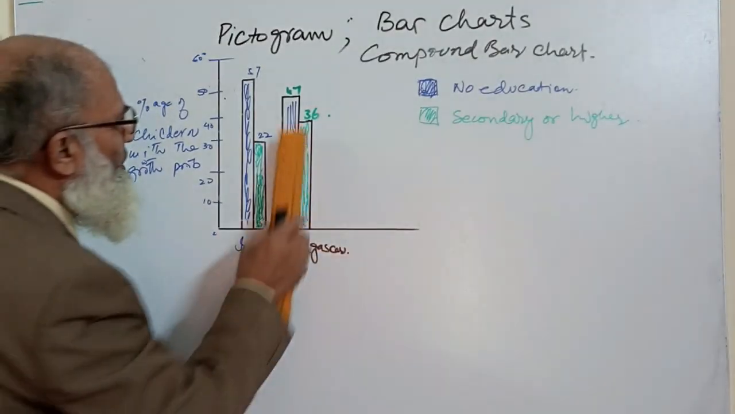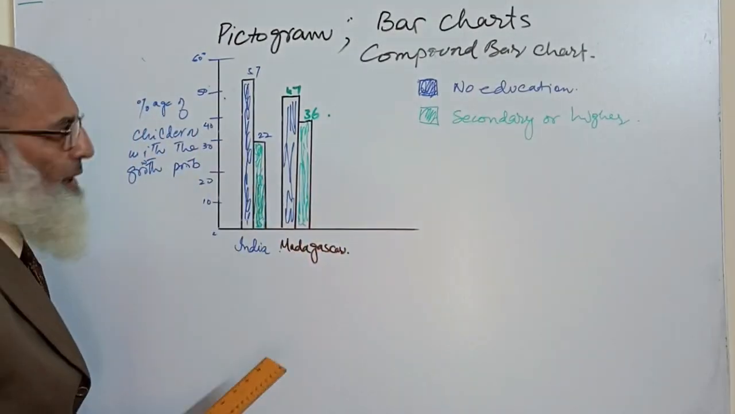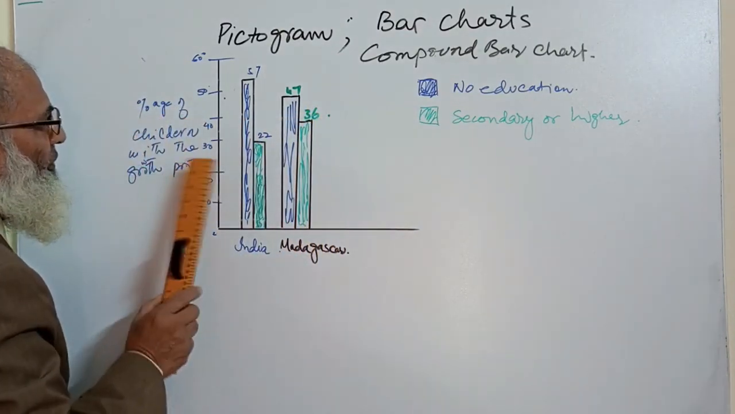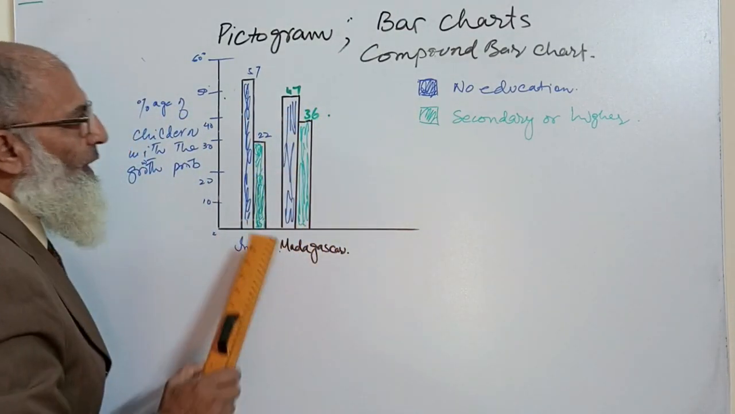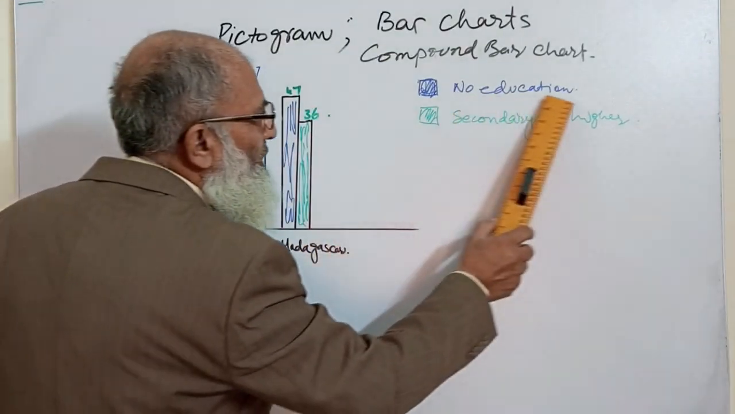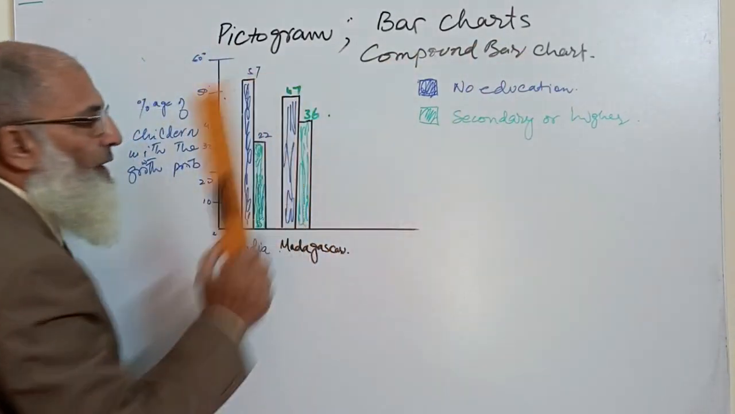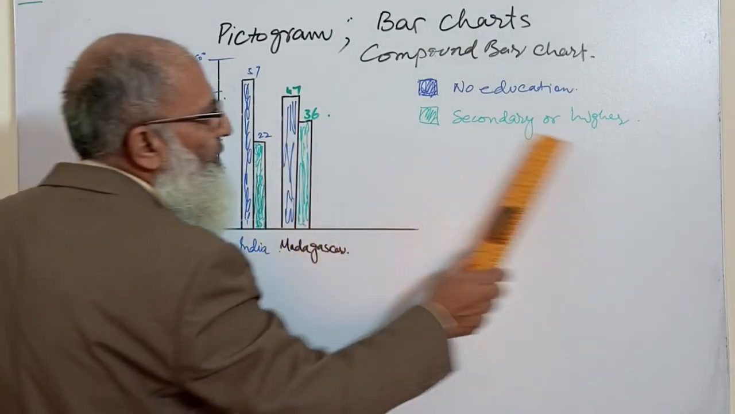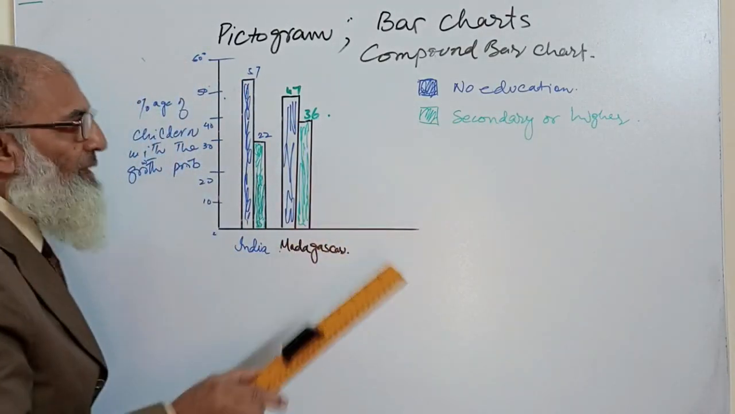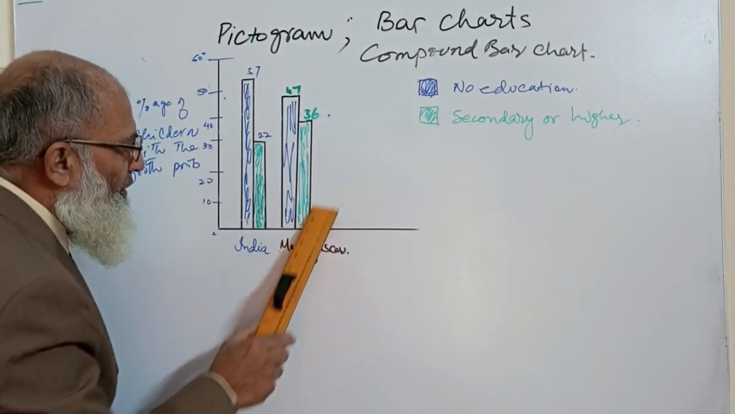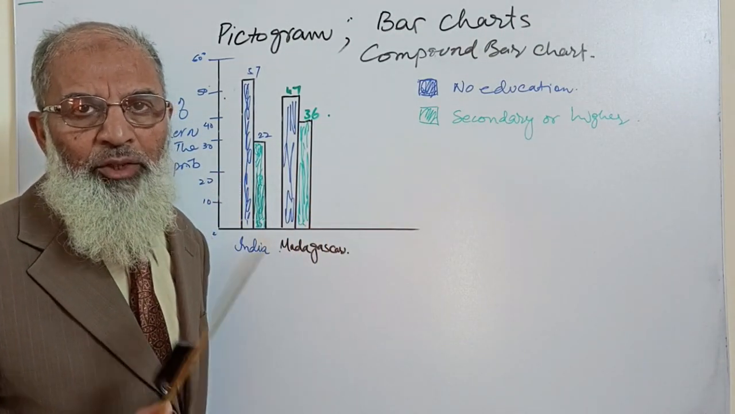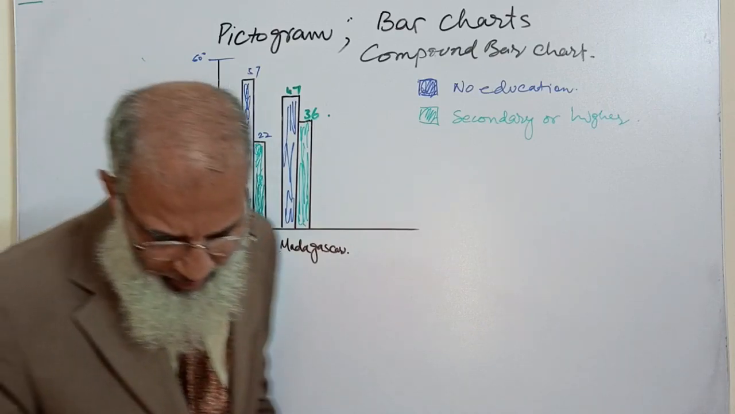Now in Madagascar, you can easily again see that the growth problem for the children under 5 years whose mothers were not educated is 47%, and the children with the secondary or higher level of mother's education are growing well at 36%. I think you would have understood the point by now.